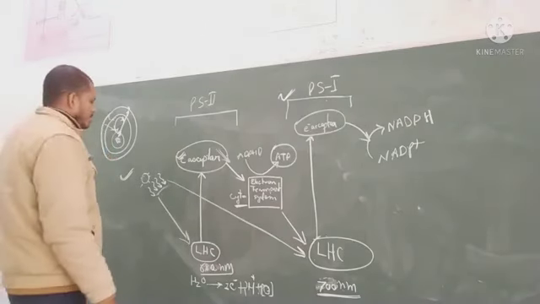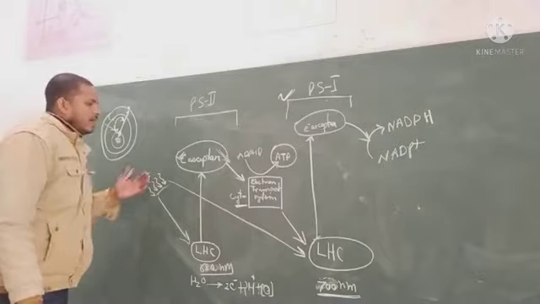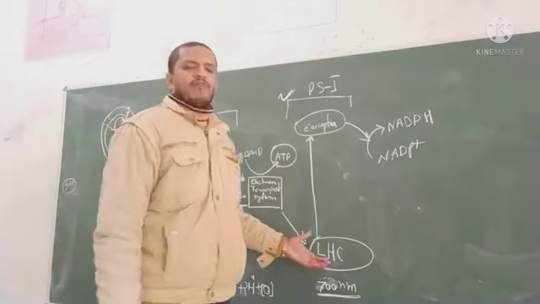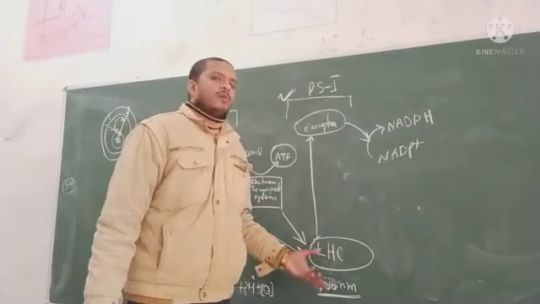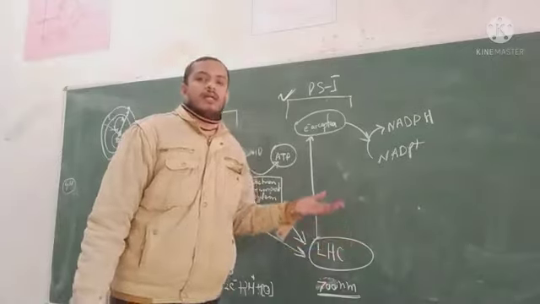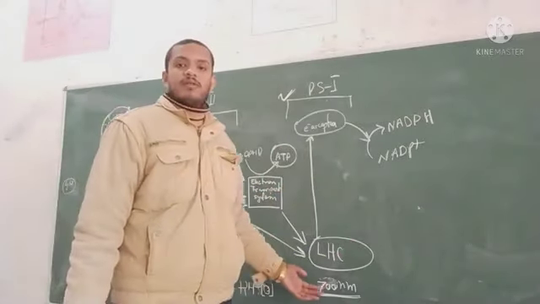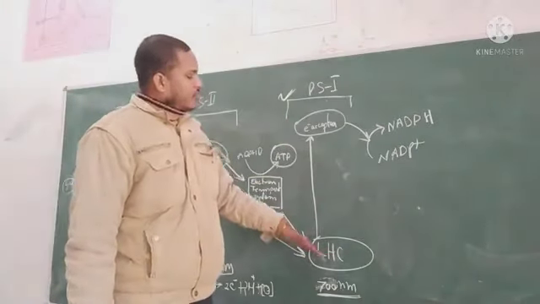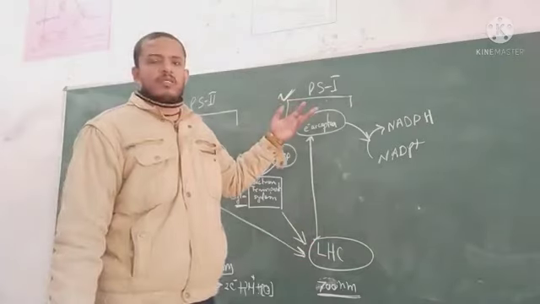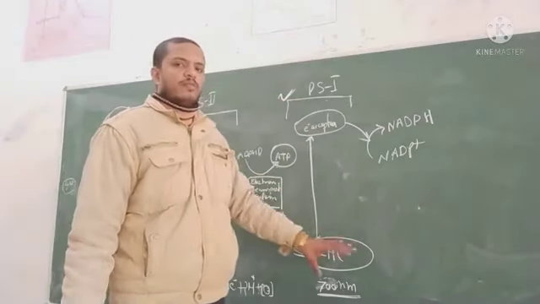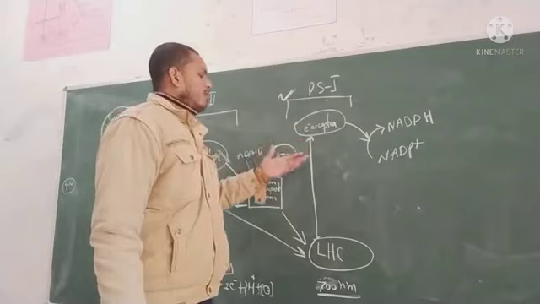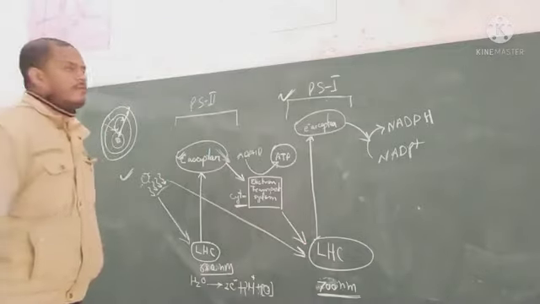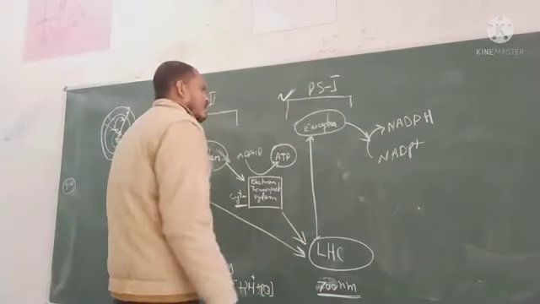Now what will happen? Again, the electrons in the light harvesting complex of photosystem 1 will get excited, as they have absorbed the red light of 700 nanometer. So they will be more excited. Again, they are going to be moved farther from the nucleus, from their orbit, with the help of the electron acceptor.